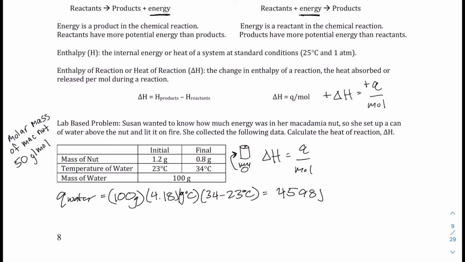The amount of energy that the water absorbed was 4,598 joules. And we'll just assume that that amount of energy was the same amount of energy that the nut released. So we'll use Q equals negative Q to determine that the nut released negative 4,598 joules of energy.